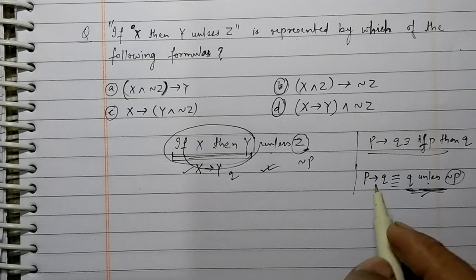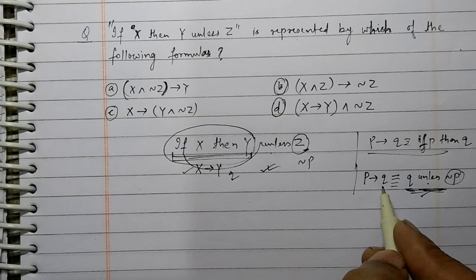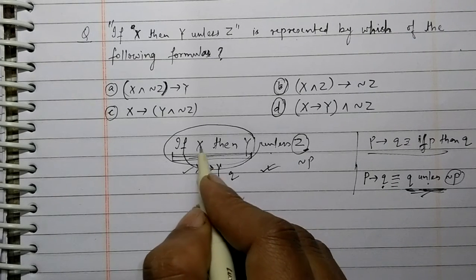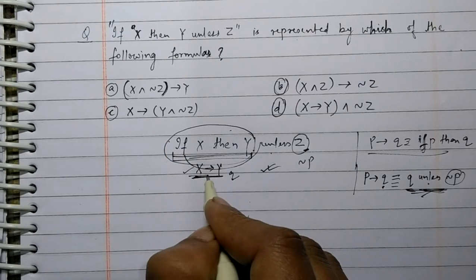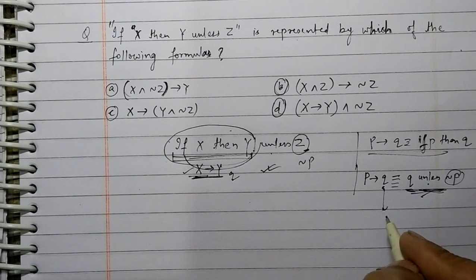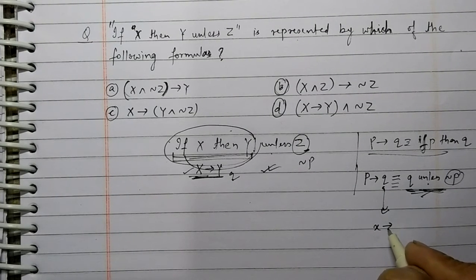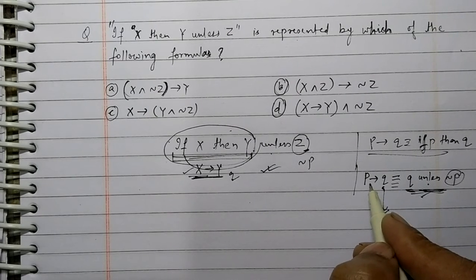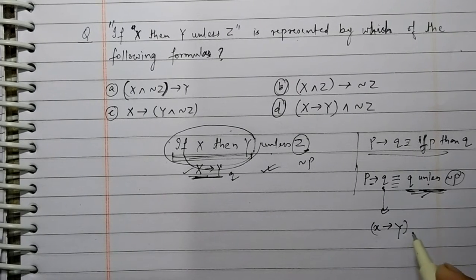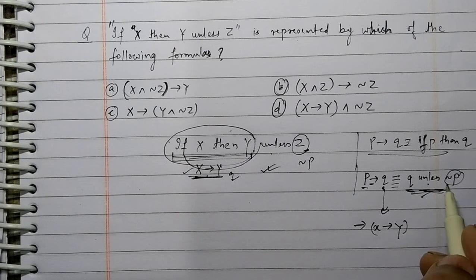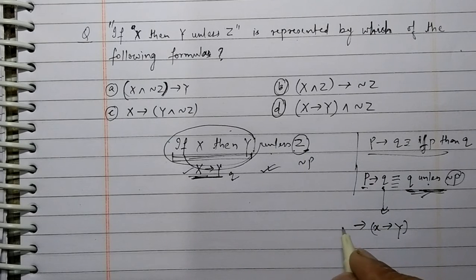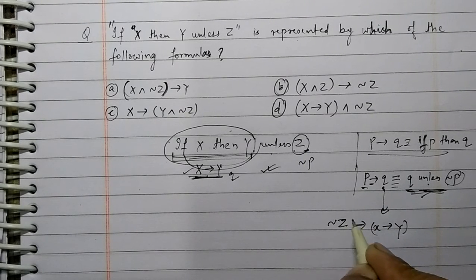So in the question, here it is Q. So Q is what? This portion from here to here. If x then y, that is x imply y, is our Q. So in place of Q write x imply y. We will write this implication, keep this in bracket. And in place of P, here not P and here it is written Z. So we will write not Z.